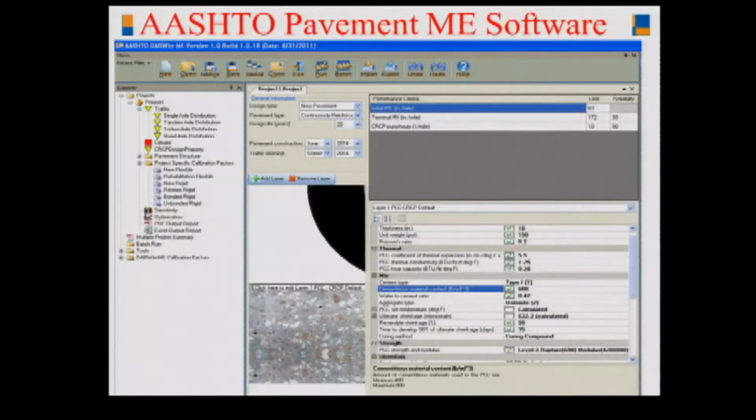This is a shot of the AASHTO Pavement ME software that can do asphalt and concrete overlays for that matter. Unfortunately, this one costs money, and I don't even have a copy. Since it's for this university, they give me a discount. It's $5,000 a year, which I don't think is much of a discount.